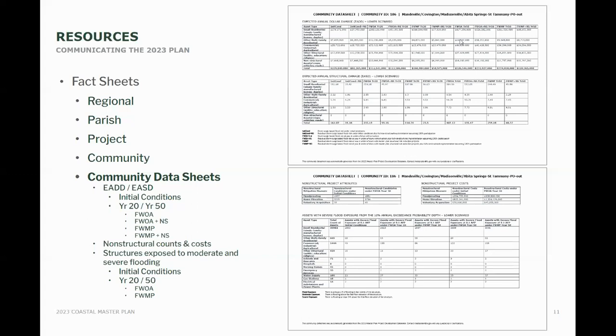So even if a home is elevated, it might still have flooding above the first floor elevation. And then we're also counting severe exposure to flooding, which would be greater than 3 feet of flooding above the first floor elevation. And so for initial conditions, year 20, year 50, future with and without the master plan, and then looking at the 10%, the 1%, the 0.5% events, counting the number of structures in each community that are exposed, moderately exposed, or severely exposed to flooding.